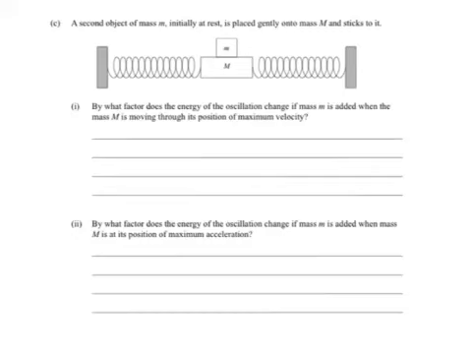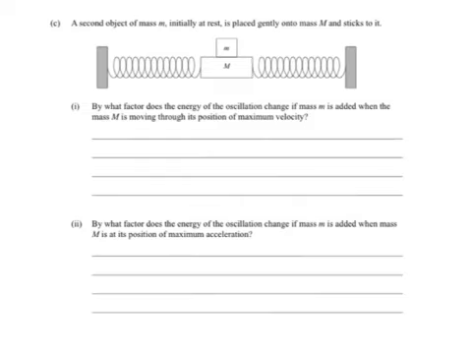So, we have a second object of mass small m. Don't get the small m mixed up with capital M. It's initially at rest and is placed gently onto mass capital M and sticks to it. We now want to know by what factor the energy of the oscillation changes if a mass small m is added when the mass capital M is moving through its position of maximum velocity.